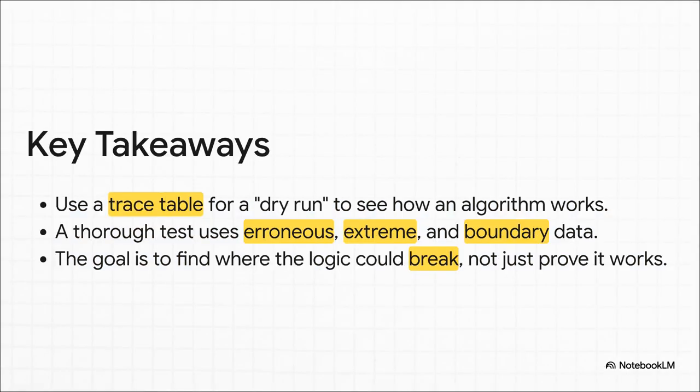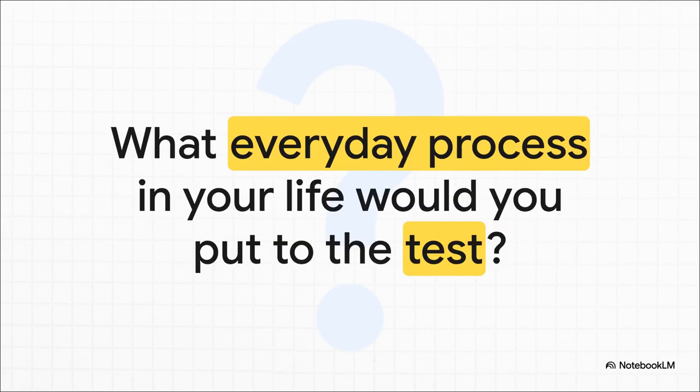So let's wrap up. What are the big ideas here? First, a dry run using a trace table is how we can predict and understand an algorithm without even needing a computer. It lets us see the logic in action. But to be truly confident, we have to go further using erroneous, extreme, and boundary data. And maybe the biggest takeaway of all, proper testing isn't about proving your code works, it's about trying your hardest to prove it's broken. So, now you know the fundamentals of how to test logic before it ever becomes code.